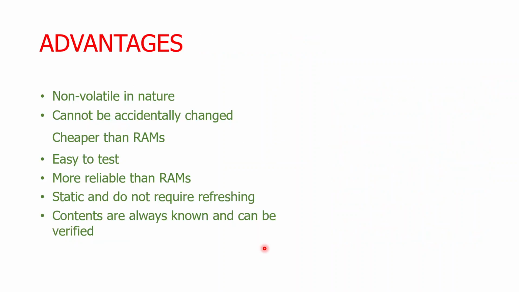So these are the advantages of ROM. It is non-volatile in nature, that means even though the power is off, it can hold the data. It cannot be accidentally changed, and it is cheaper than random access memory. Due to high voltage or whatever may be the condition, it cannot be accidentally changed.